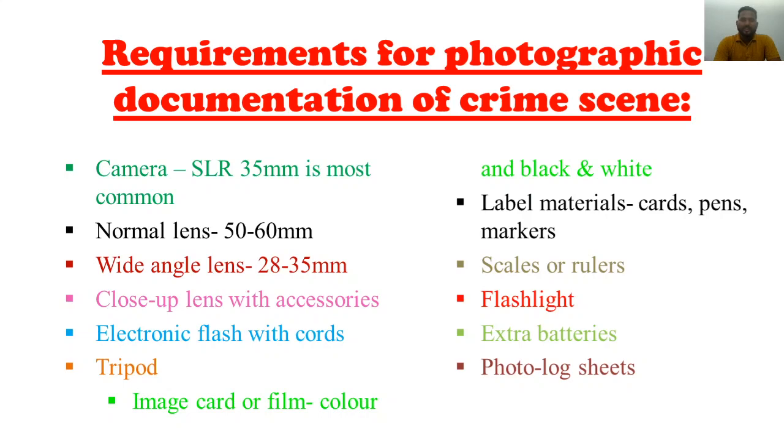So here, for the documentation purpose, we must require a camera that is SLR, 35mm is most common. Then normal lenses, for example 50 to 60mm. Then wide angle lens, close-up lens with accessories, electronic flash with cords, tripod stand, image card or film. It may be color and black and white also. Then label material such as cards, pen, markers, scales or rulers, flashlights, extra batteries and photo log sheet. So these are the requirement for photography. So this was all about the photography.